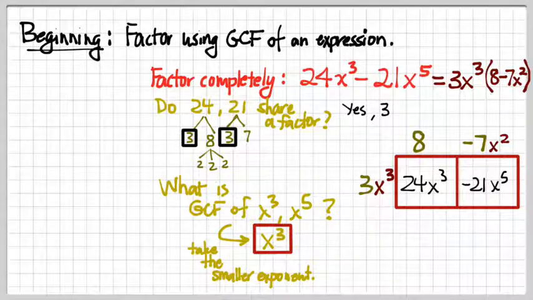And we know that we have factored this completely because if I look at 8 minus 7x squared, those two terms have nothing interesting in common. The 8 and the 7 have nothing interesting in common, just a 1. And one of the terms has powers of x, the other one doesn't, so they don't share any powers of x in common either. So that must mean that I'm done.